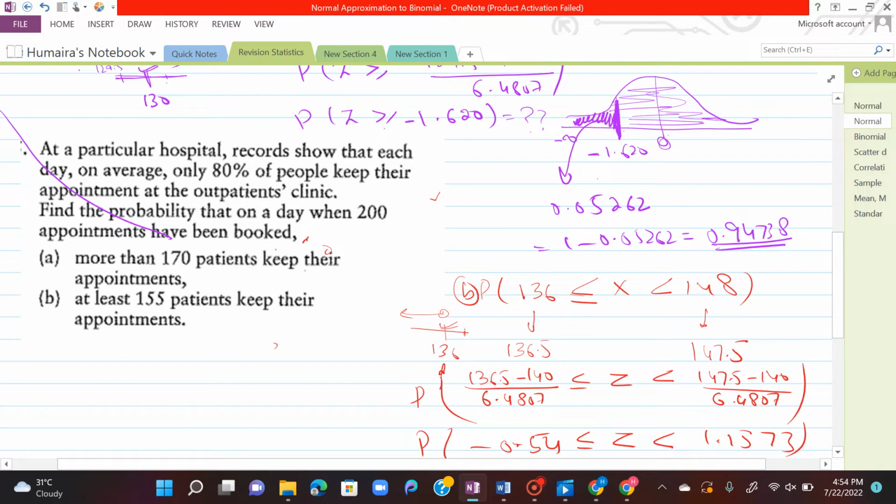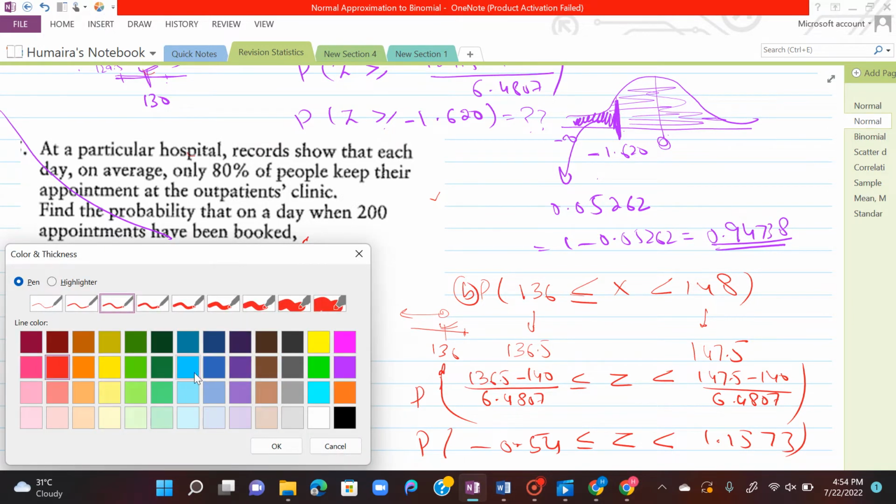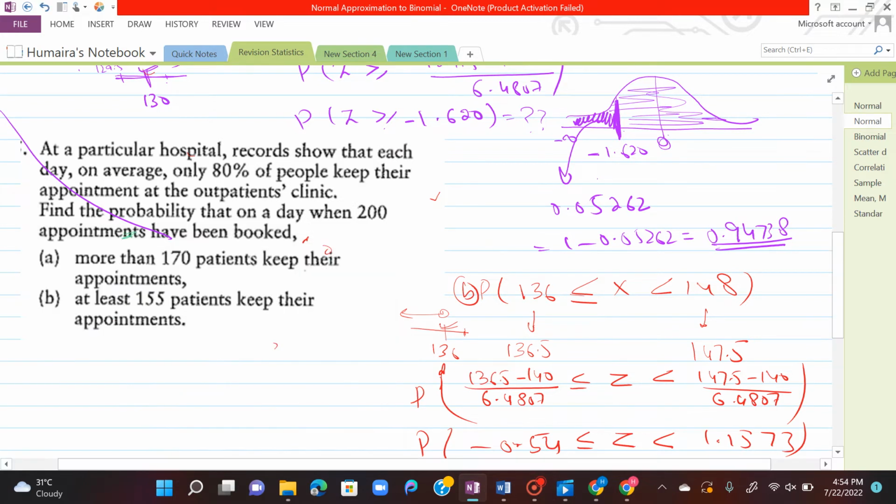This question is asked in word form. Okay, it's changing the color to differentiate it. At a particular hospital, records show that on average 80% of people keep their appointment at the outpatient clinic. Find the probability that on a day when there are 200 appointments.